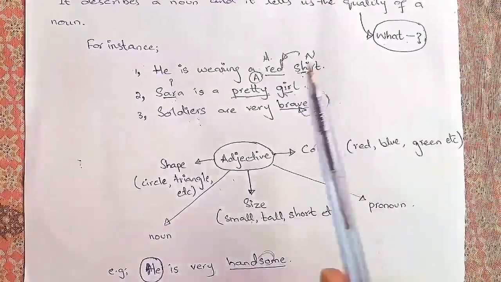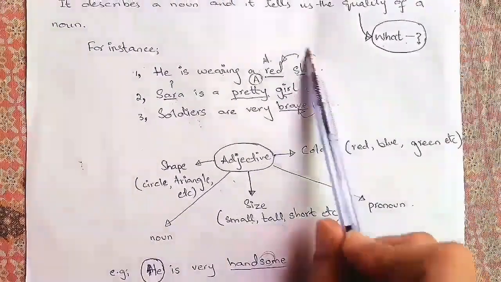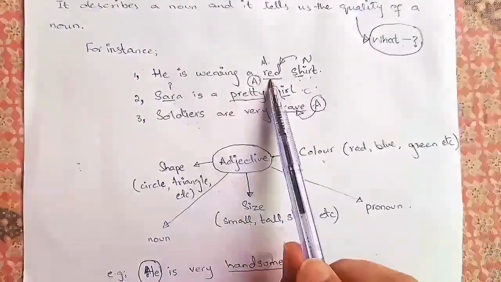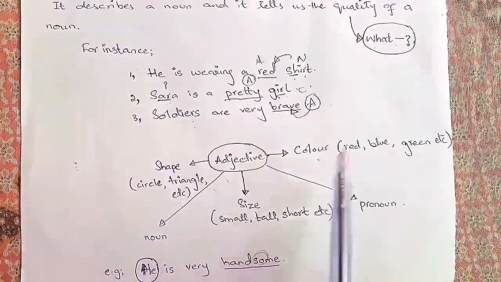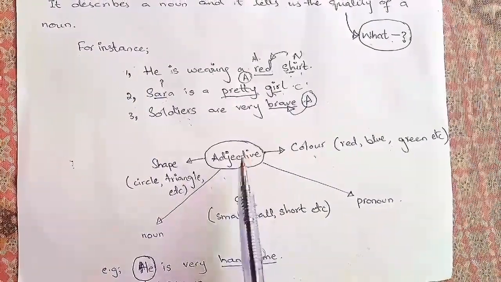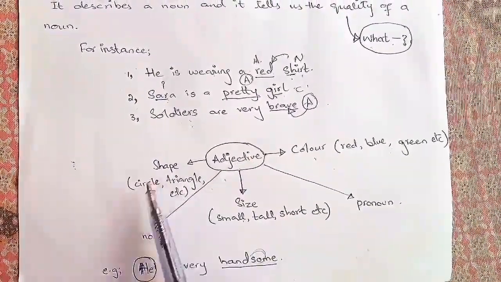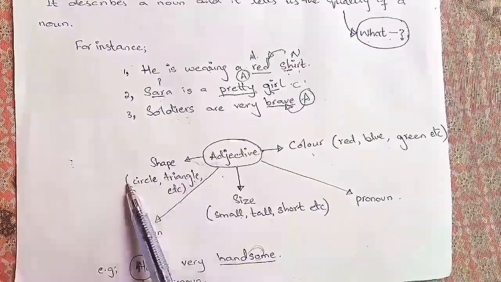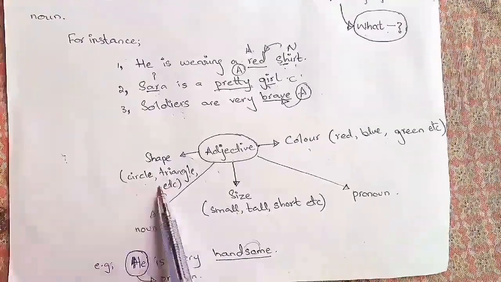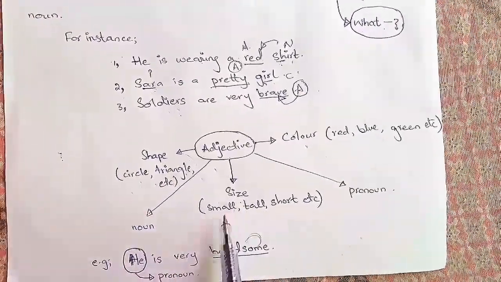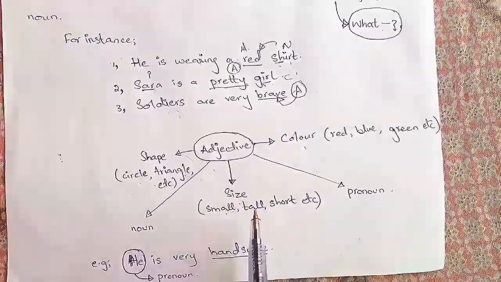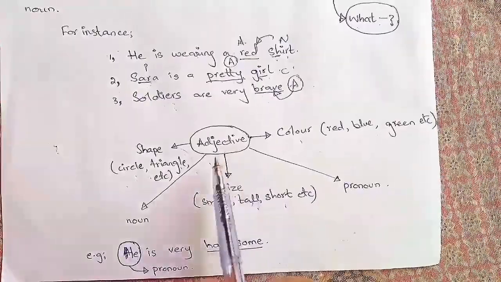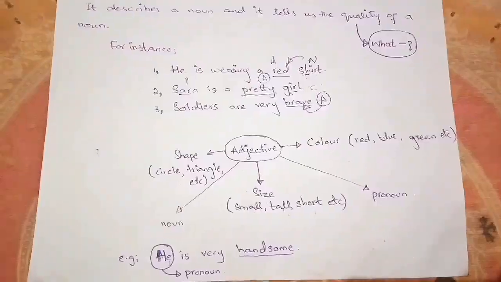For instance, see in this example, shirt is a noun. Before the shirt, it's a color name, red. So it is an adjective. This is a clue. If you find shapes like circle, triangle, rectangular, these kinds of names before a noun, that will be your adjective. If you find words of size, small, tall, short before a noun, then that will also be an adjective.